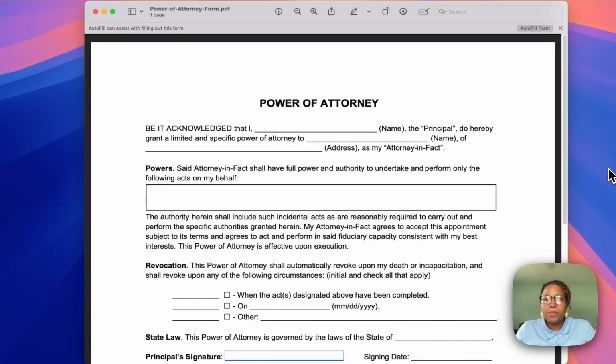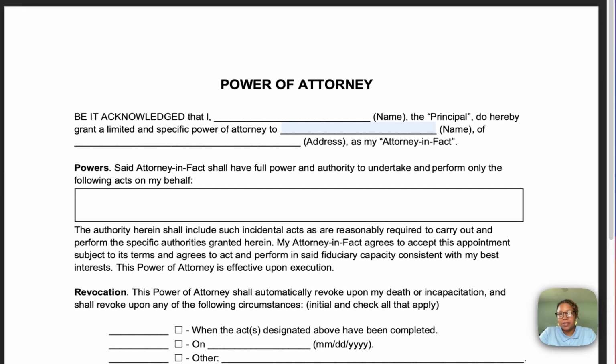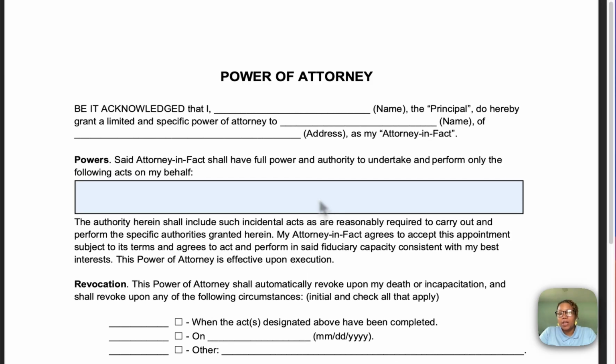So here we have a sample power of attorney form. And this particular form is for limited and specific power of attorney. So here on the top line, the principal is acknowledging that they're granting limited and specific power of attorney to their attorney in fact or agent. And we're going to put their address here. Now, here is an important box because this attorney in fact or agent, what they are allowed to do is going to be written in this box, and it should be initialed by the principal.